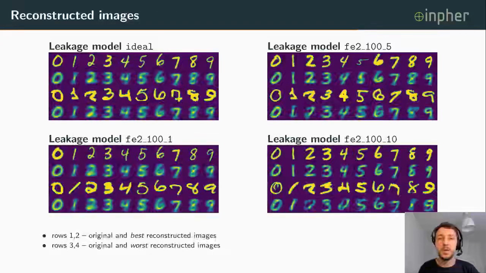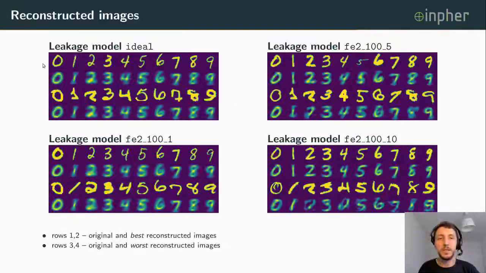What can we say about the reconstructed images, or the visual representation of the reconstructed images? In this slide, we present four different leakage estimation models. The first line and the second line are the original and the best reconstructed image. The third and the fourth line are the original and the worst reconstructed image.